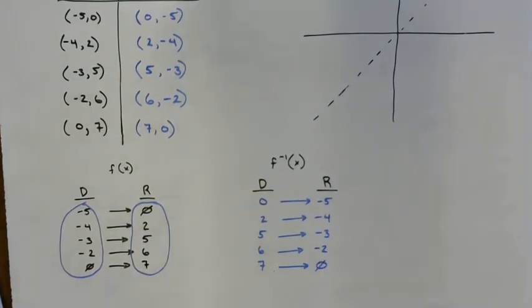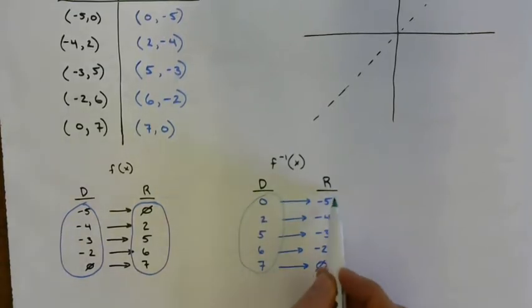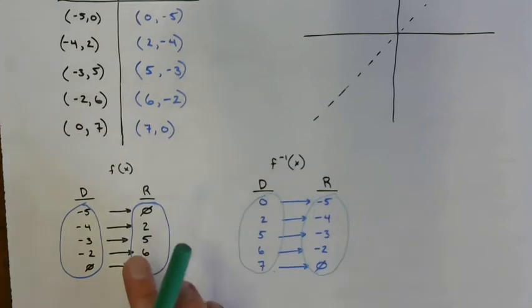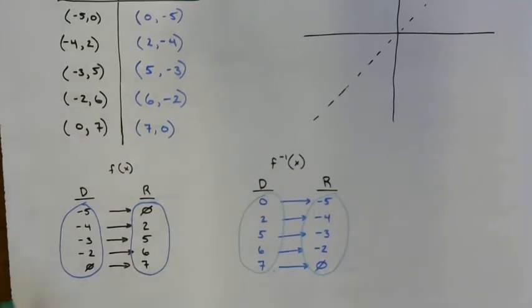What did you notice? It's a reflection. Yeah, the numbers pretty much just switched places, right? The domain of the original is the range of the inverse. And the range of the original is the domain of the inverse, because all of our x's became y's and all of our y's became x's. That's literally all it is. That's so easy.